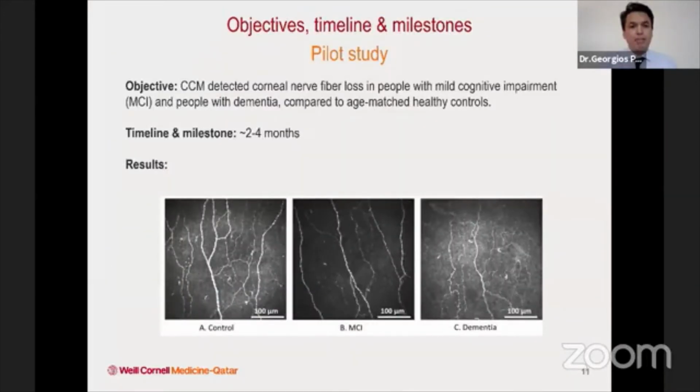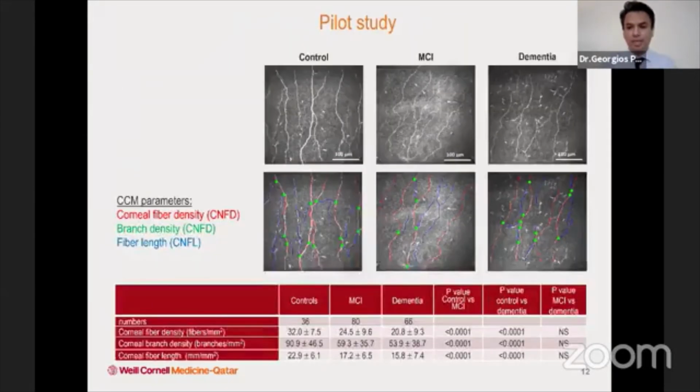So we started with a pilot study, which ran for 4 months. And it appeared to us that we can actually see a significant change in the nerve morphology. There's a reduction in the nerve fibers, a reduction in the branch density, and a reduction in the nerve fiber length, the total length that you can see in the image, even in patients with mild cognitive impairment. So we proceeded then.